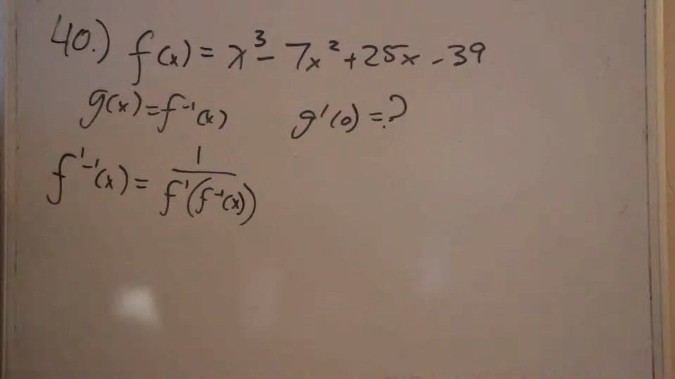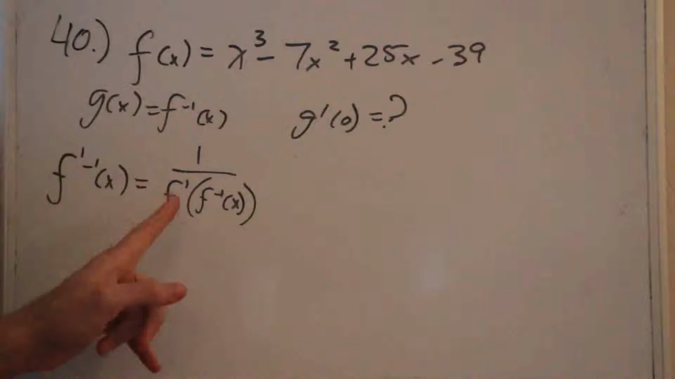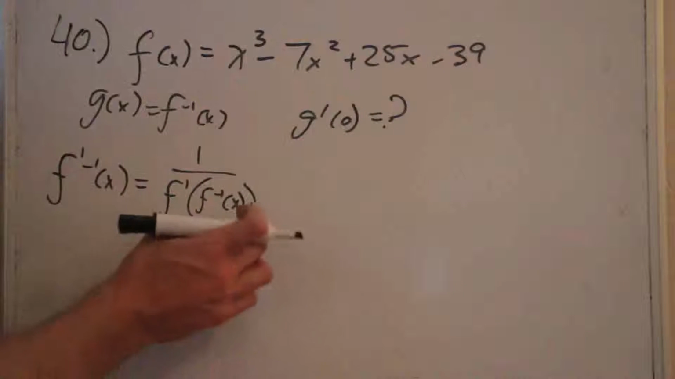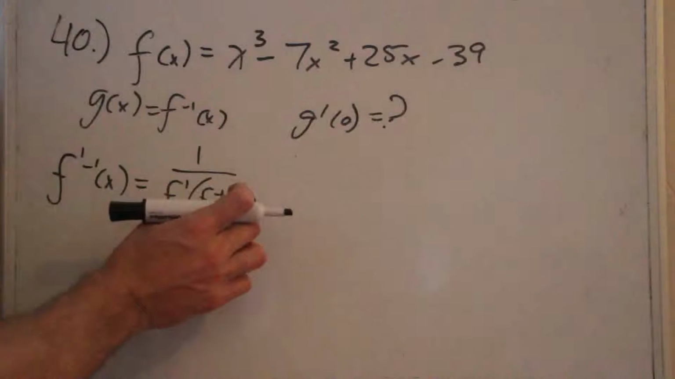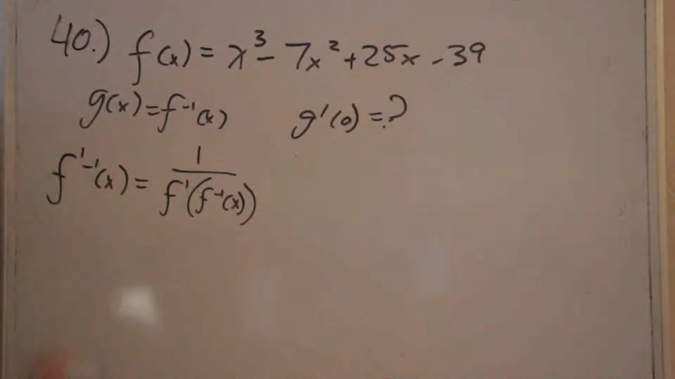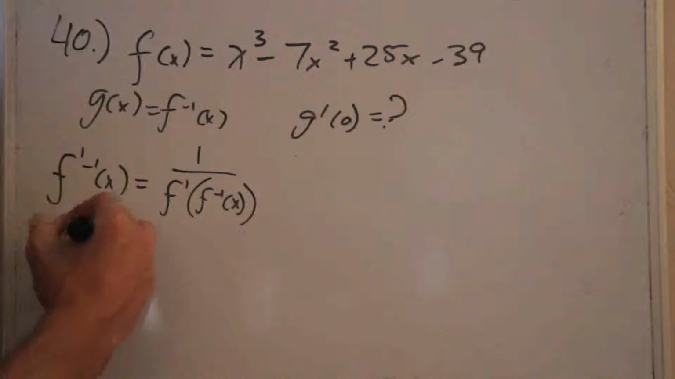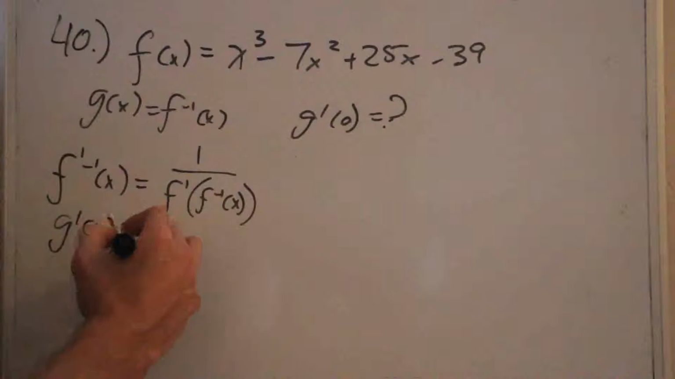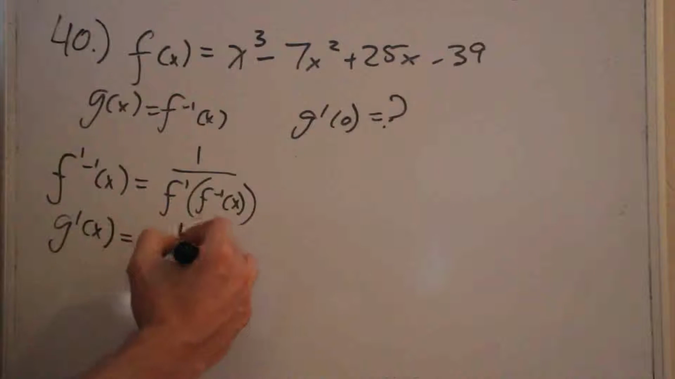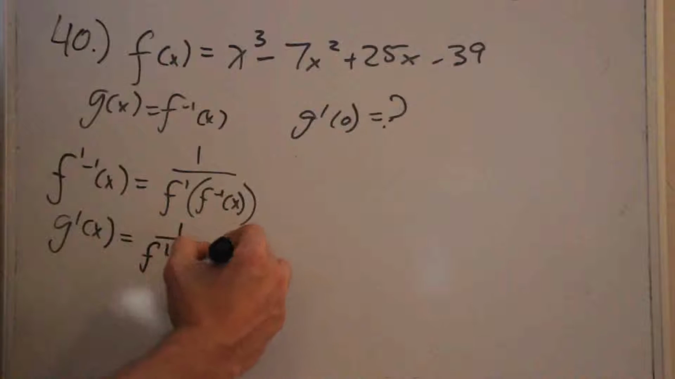So, if you don't remember this, it's just about impossible to do this question. I mean, you just have to skip it. But if you do remember it, then you're okay. So, the derivative of the inverse, I'm going to rewrite this now. The derivative of the inverse equals 1 over the derivative of my function evaluated at the inverse of x, okay? So the derivative of the inverse, my inverse is g of x, so it's just g prime of x equals 1 over f prime of g of x, okay?